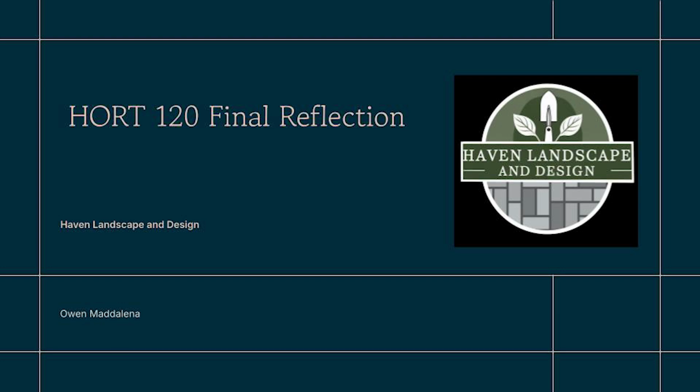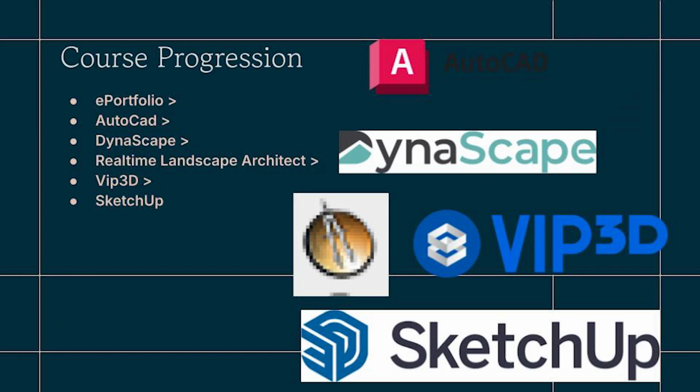Hello everyone. Today I will be going over all the softwares we used in my HORT 120 class for the final reflection of the semester. So during this course we went through many different landscape industry specific and non-landscape industry specific softwares. We started with AutoCAD, a non-industry specific software, moved to Dynascape, Real-Time Landscape Architect, VIP 3D, and then SketchUp.